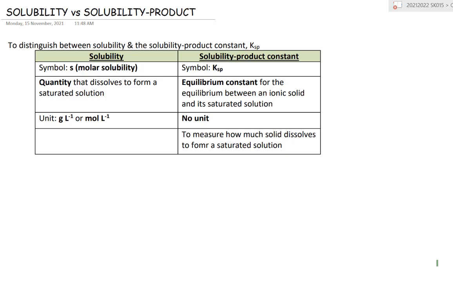So now we have already learned the terms solubility, molar solubility, and solubility product constant. You need to identify and distinguish between these terms. So solubility, or if you have the symbol S, which refers to molar solubility, it refers to the quantity of the solute that dissolves to form a saturated solution. So it has a unit of gram per liter or mole per liter. Whereas for our solubility product constant, the symbol is Ksp. This is an equilibrium constant for the equilibrium between an ionic solid salt and its saturated solution. And there is no unit for Ksp. Bear in mind that Ksp measures how much a solid salt can be dissolved to form a saturated solution.